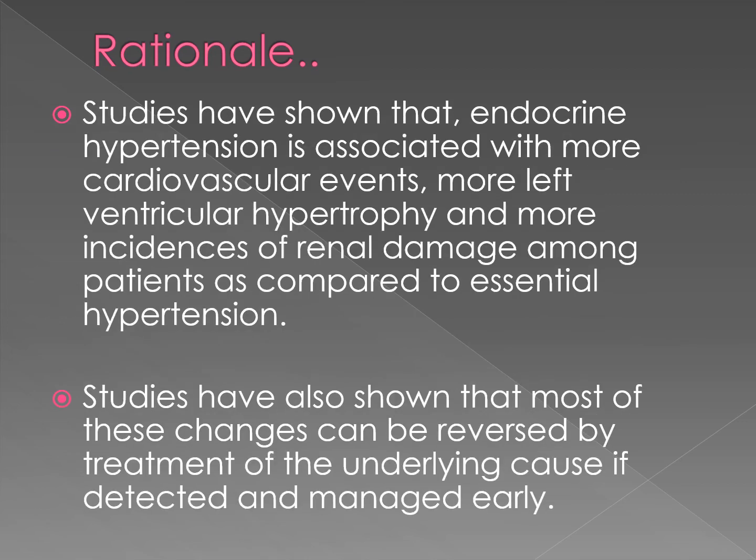Studies have shown that endocrine hypertension is associated with more cardiovascular events and more other types of organ damages, including renal damage, among patients as compared to those with essential hypertension. Studies have also shown that most of these changes can be reversed by treatment of the underlying cause if they are detected and managed early.